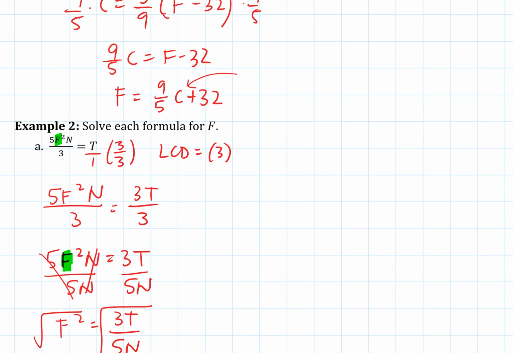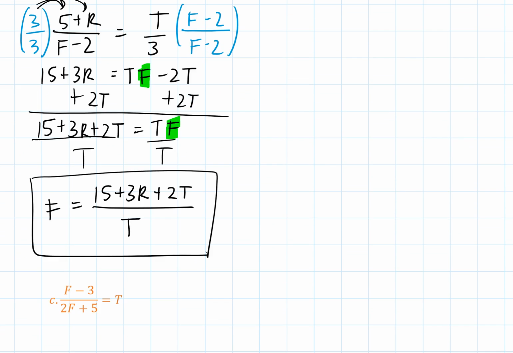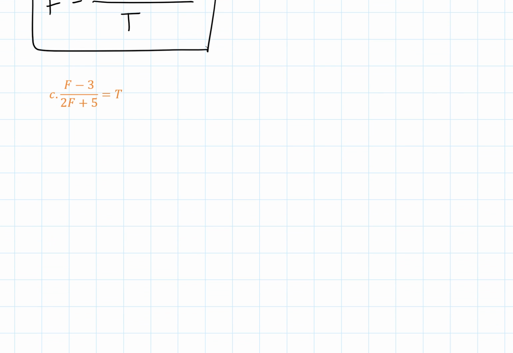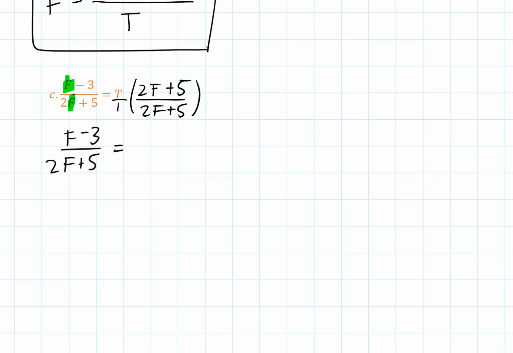Again, the directions are to solve for f. Solve for f means get f by itself on one side of the equation. This is a little different because f is in both the numerator and the denominator. But again, guys, this is just a rational equation. So we'll solve by getting a common denominator. So we have (f minus 3) over (2f plus 5) equals t over 1, which becomes (2f t plus 5t) over (2f plus 5). Just putting my variables in alphabetical order. My denominators are the same, so my numerators must be the same.